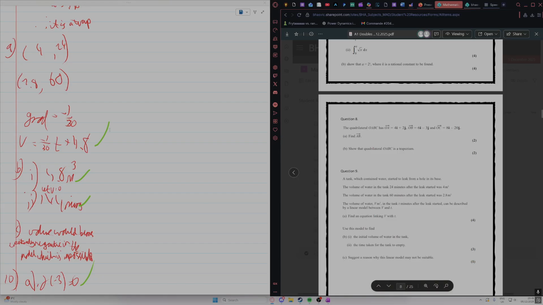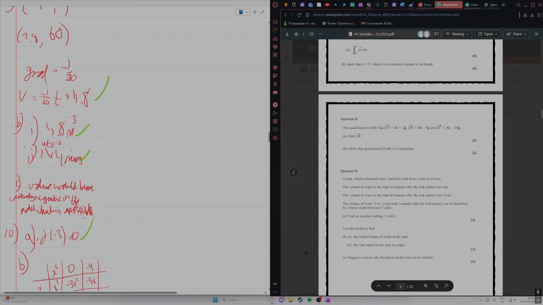So the initial volume is just the y-intercept, and the time taken is when you let v equal 0 and then solve. And why it might not be suitable? Well, because it's a negative gradient, it's letting the volume be negative after a certain amount of time, which doesn't make any sense.